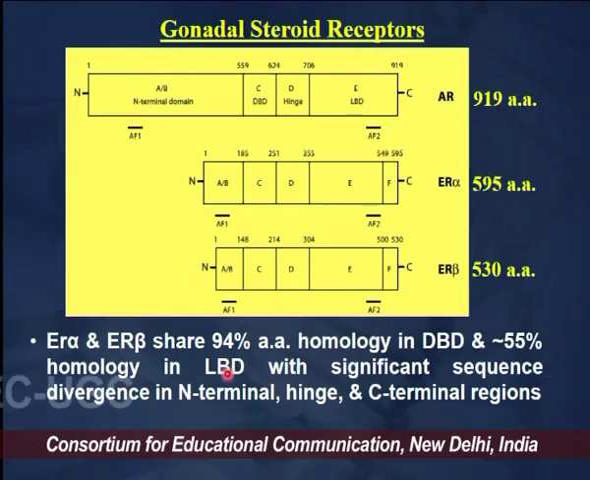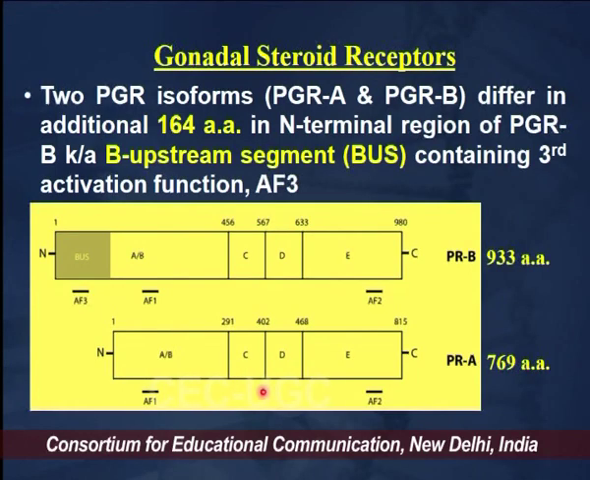Now, if you talk about the progesterone receptors, again there are two isoforms, progesterone receptor A and B. A consists of 769 amino acids, whereas progesterone receptor B consists of 933 amino acids, and this is because of the additional N-terminal region called the B upstream segment, that is BUS. This consists of 164 amino acids, which contributes to the 933 amino acids in the progesterone receptor.